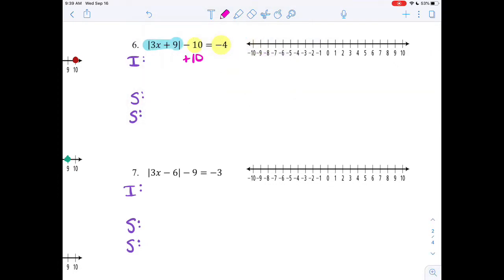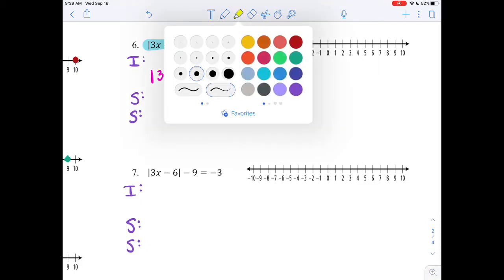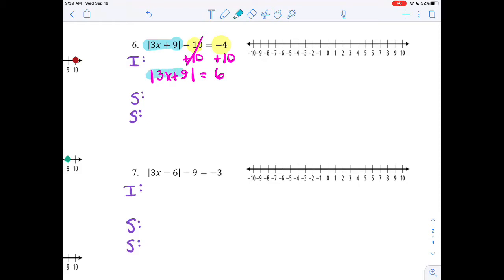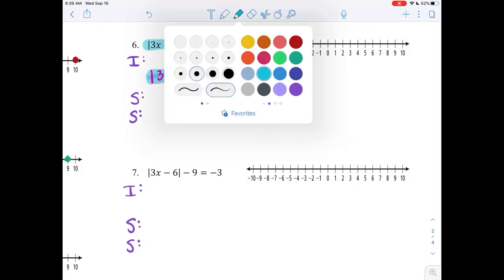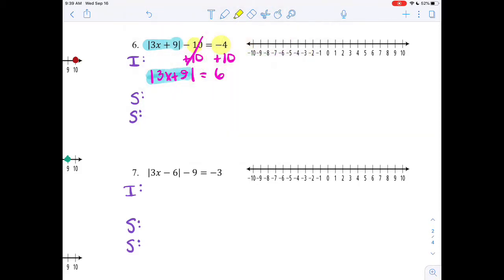I'm going to add 10 to both sides, leaving me with the absolute value of 3x plus 9. This cancels and is moved to the other side as a 6. Now we have an isolated absolute value. You can see that the absolute value is all by itself on this side, and we've moved our constants to the other side. So we are now ready for our separate step.